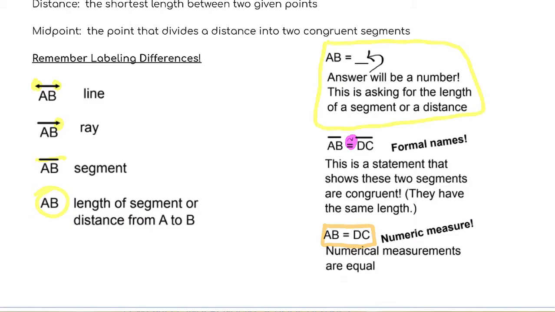If the segments are congruent, they do have the same length. And we're going to be going between these symbols as we do proofs. So you need to just kind of know that the equals is representing a numeric measurement, and the congruency is representing the formal names. So it seems silly now, but we are going to go back and forth between these two and the symbolic way of writing them. So be careful, watch carefully when you are seeing that.